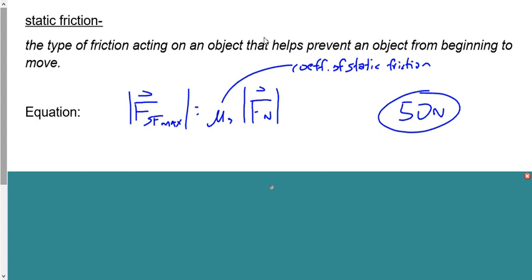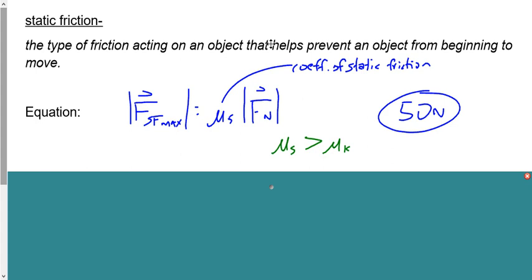No, the maximum static friction is not equal to kinetic friction. Maximum static friction is equal to mu s times Fn, not mu k times Fn. The reality is that the coefficient of static friction will be larger than the coefficient of kinetic friction, and therefore the maximum possible force of static friction will be higher than the force of kinetic friction.